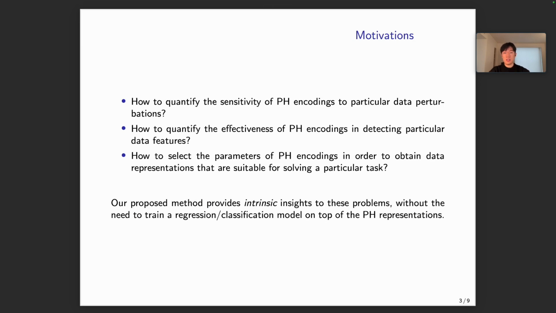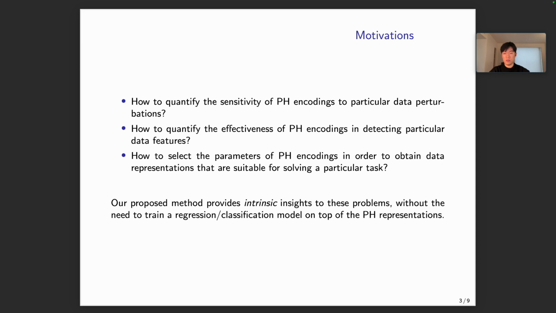Given these PH encodings and a dataset, we aim to address three key questions. First, how to measure the sensitivity of the encoding to a given perturbation, such as shearing and adding noise. Second, how to measure the effectiveness of the encoding in detecting a given data feature, such as a binary cat or dog label. Then, how to select the parameters for PH encodings for a given task. This would include the choice of filtrations and parameters for persistence images.